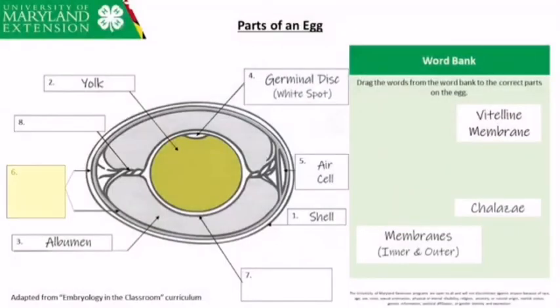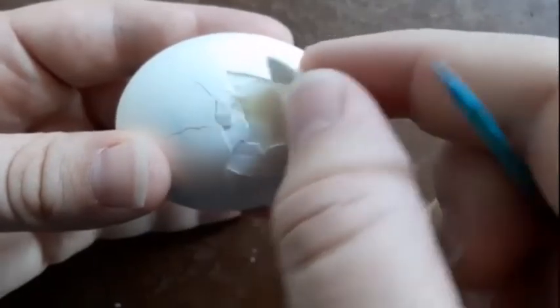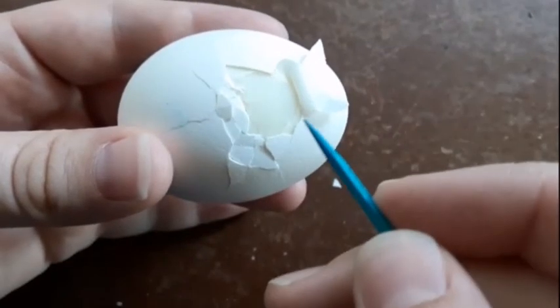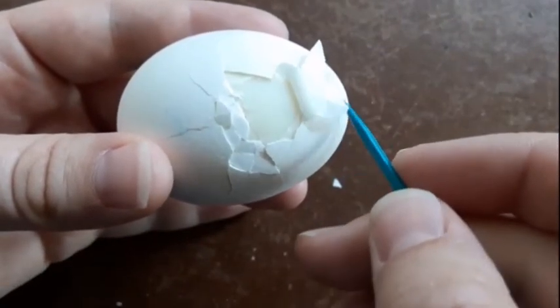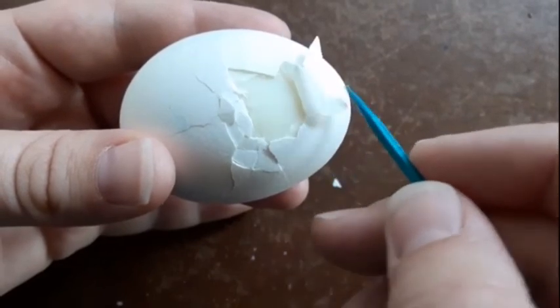Number 6. What parts of the egg are these? These are the inner and outer layer membranes of the egg. These membranes hold everything together inside of the shell of the egg. If you have ever peeled a hard-boiled egg, the membranes are the part of the egg that the shell tends to stick to.